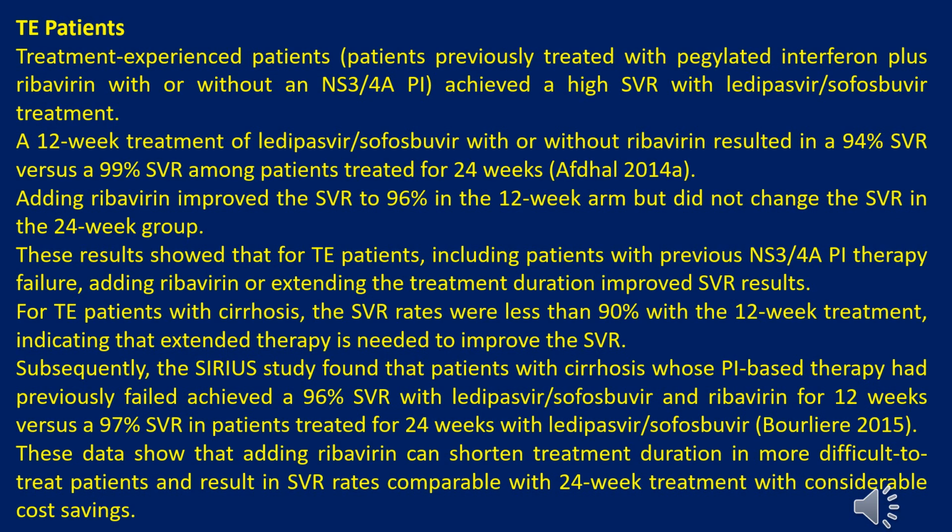Subsequently, the SIRIUS study found that patients with cirrhosis whose PI-based therapy had previously failed achieved a 96% SVR with ledipasvir plus sofosbuvir and ribavirin for 12 weeks versus a 97% SVR in patients treated for 24 weeks with ledipasvir plus sofosbuvir, according to Bourlière 2015. These data show that adding ribavirin can shorten treatment duration in more difficult-to-treat patients and result in SVR rates comparable with 24-week treatment with considerable cost savings.